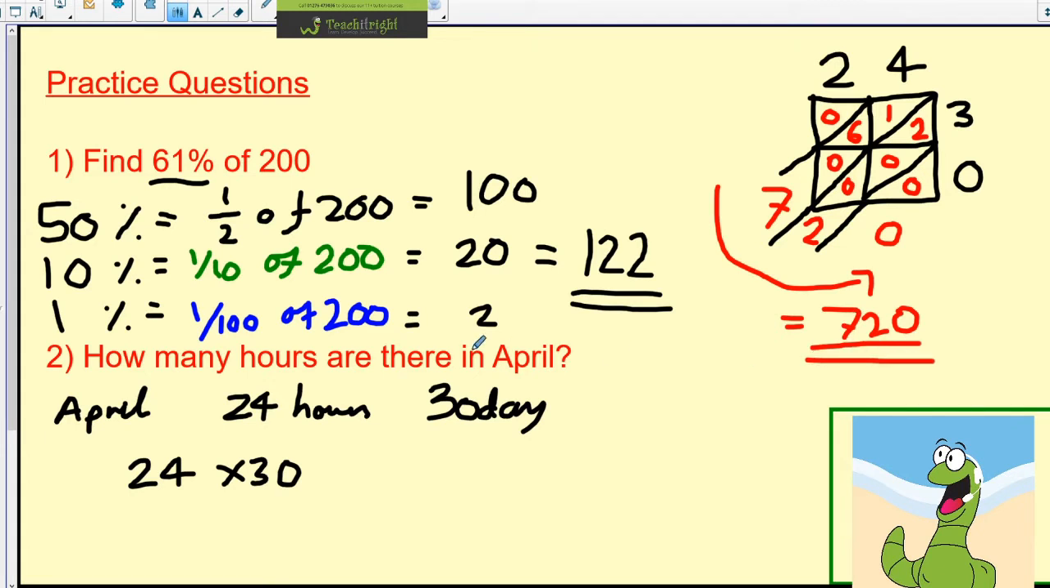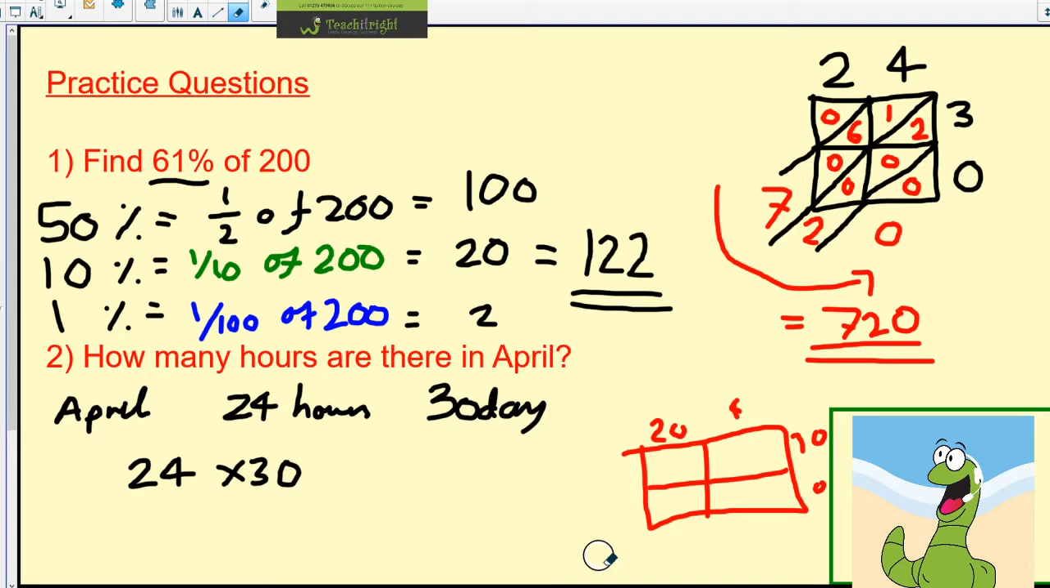And I like this method. There are loads of ways you can do it by column multiplication. I've seen people set it up with boxes where they divide the numbers into 20 and 4, and 30 and 0, and so on. There are lots of ways of doing it. Whichever one suits you and you're quickest at is the best way.